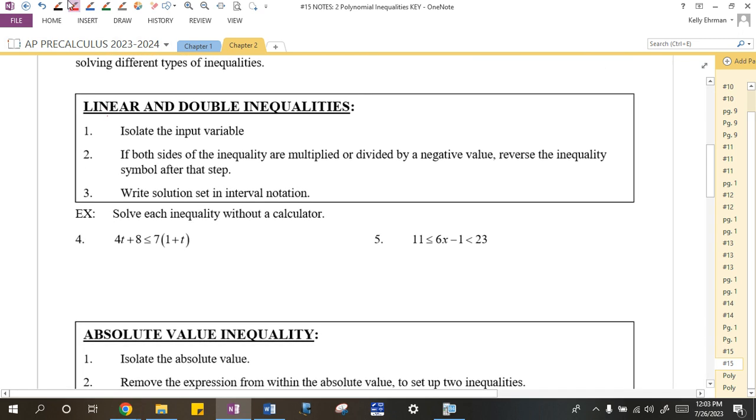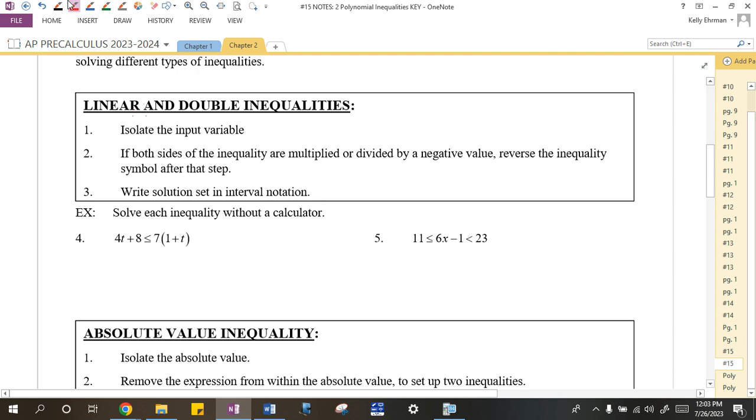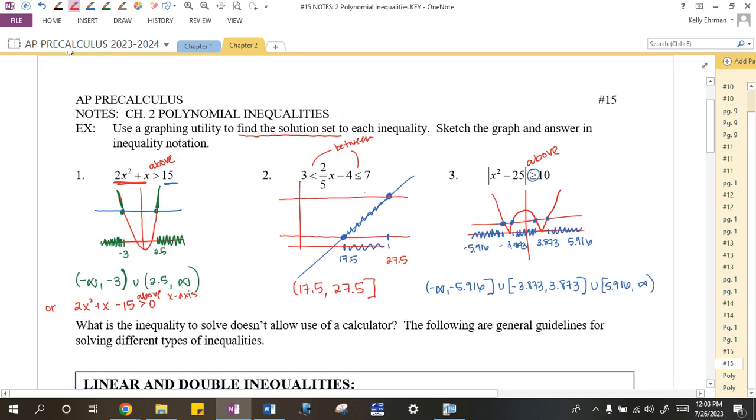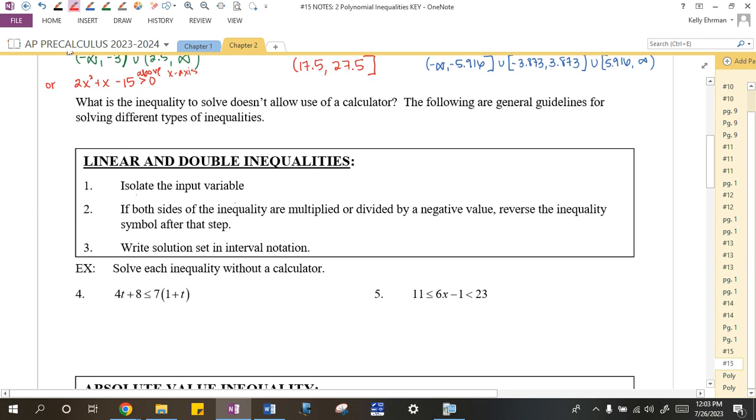So the easiest ones are linear and double inequalities. Your whole goal for linear and double inequalities, you don't really need to graph it. Even though we did graph this linear double inequality, you don't necessarily have to graph it. It's nice to have that visual. But you can just start by isolating the input variable, which just means get x by itself.